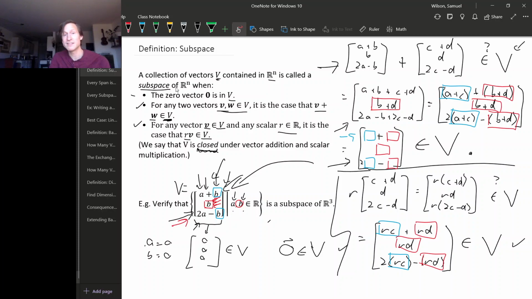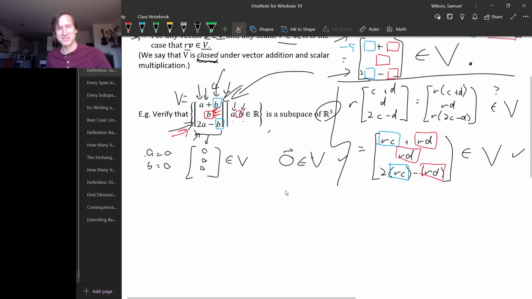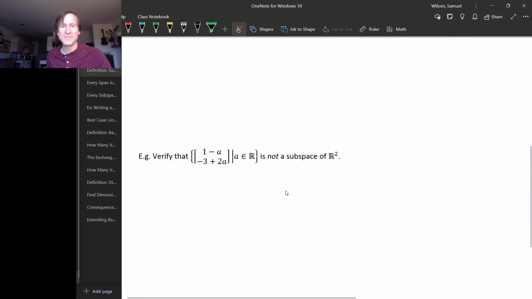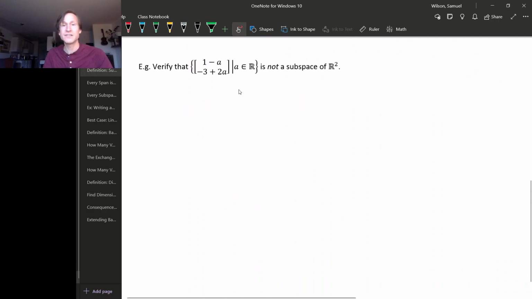So this verifies that this collection of vectors has these 3 properties, and so this collection of vectors is a subspace of R3. All right, so that's what it looks like to be a subspace, but what does it look like to not be a subspace? Well, let's look at an example. Here's a collection of vectors. This is in R2. Let's check that it's not a subspace.